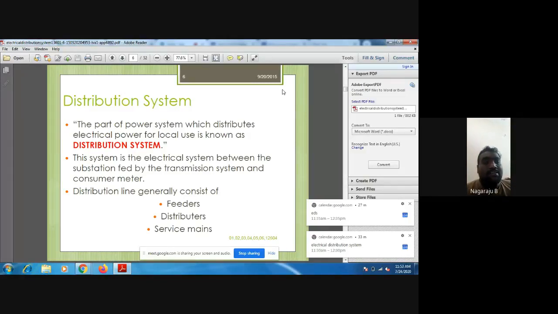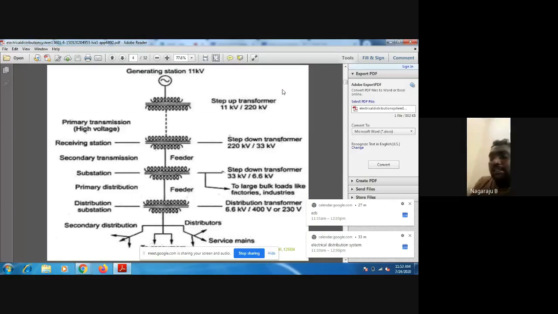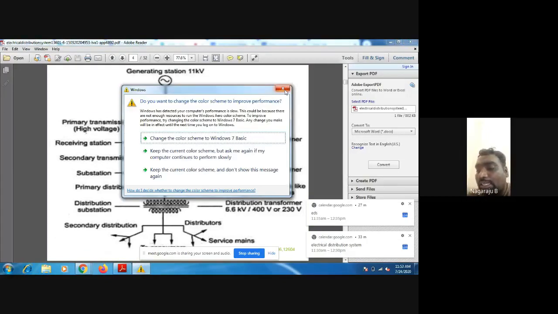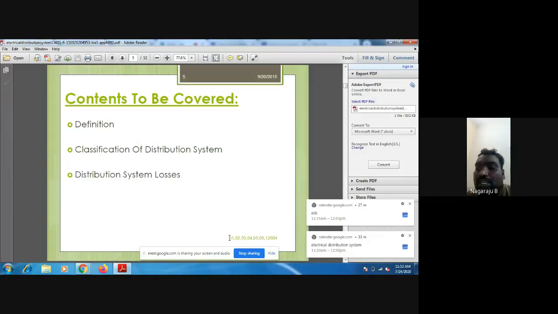The distribution line mainly consists of feeder, distributor, and serviceman. I'll give a brief idea about that. The main link between the substation and the distribution substation, or from the receiving transmission substation to the main substation, is nothing but a feeder. The connection link between two substations is nothing but a feeder. All of you remember this.